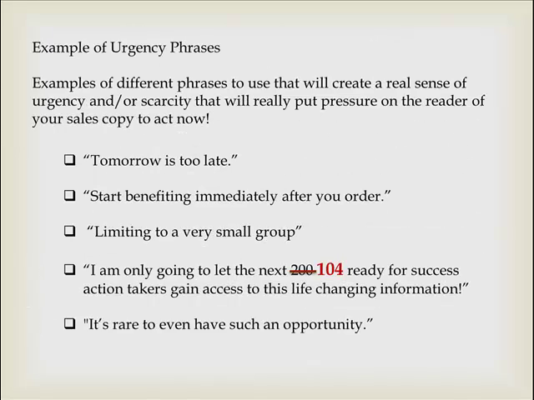Here are some examples of different phrases to use that will create a real sense of urgency and/or scarcity that will really put pressure on the reader of your sales copy to act now. Some of these phrases are like, tomorrow is too late. Start benefiting immediately after you order. Limiting to a very small group. I'm only going to let the next, it's not 200, but 104, what you're saying there is that there's already 96 of them gone. Ready for success action takers gain access to this life-changing information. It's rare to even have such an opportunity. So these are phrases that you can use that are going to create that sense of urgency.